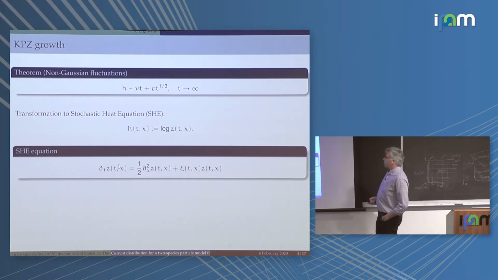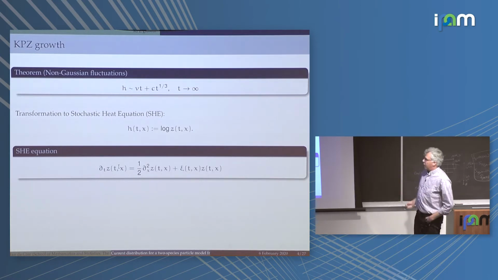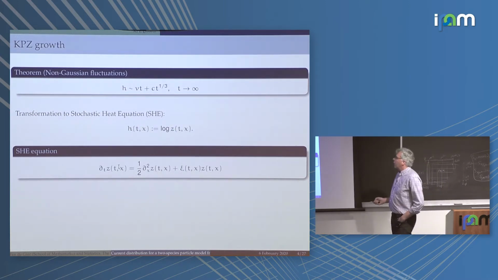And so how do you derive that? This is schematic. One way of doing it is to transform to the stochastic heat equation. So basically you take Z to be the exponential of your height function, and you get this stochastic heat equation.